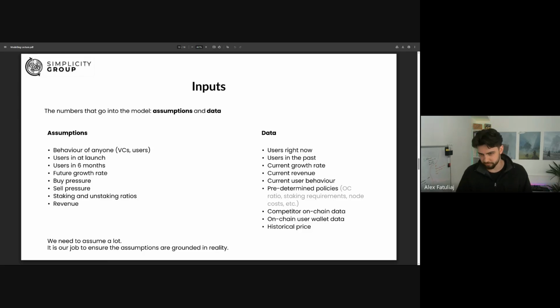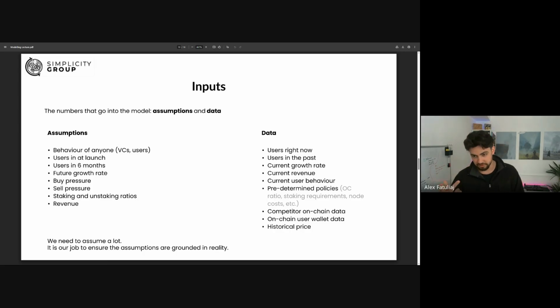You can't know them, right? Either you can't know them because you don't have the users right now, for example, or you can't know them because you're looking at the future, or you can't know them because you're trying to predict someone's behavior in the future. Data, on the other hand, is just hardcore stats, if you will. Your users right now, your users in the past, your current growth rate, your current revenue, your current user behavior.